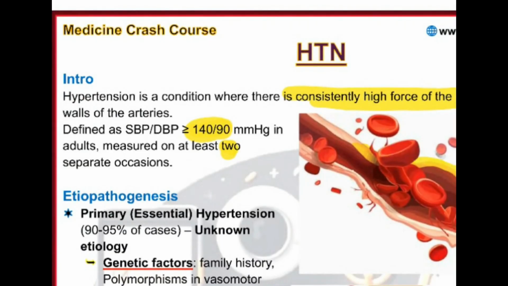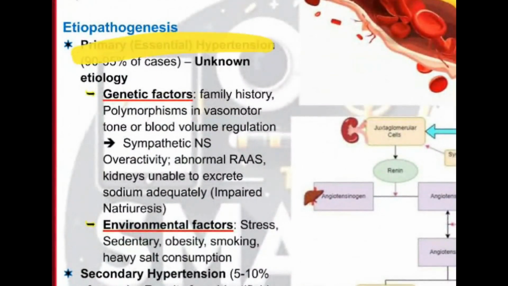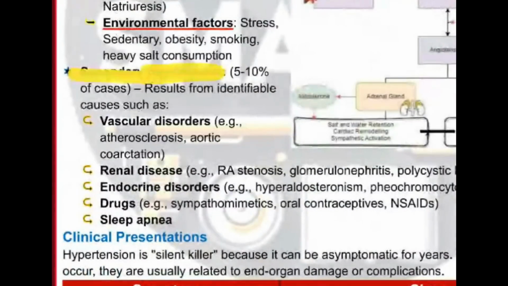Okay, on at least 2 separate occasions they should have elevated BP. Why does hypertension occur? Why will BP be high? See, there are so many mechanisms, but broadly, hypertension is divided into 2 types: primary hypertension, seen in most of the cases, and secondary hypertension.